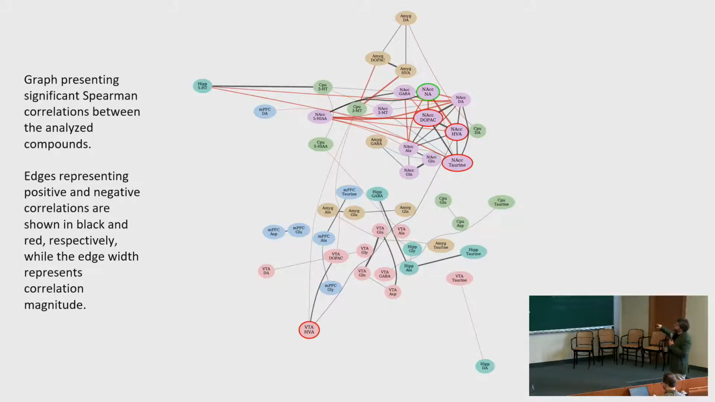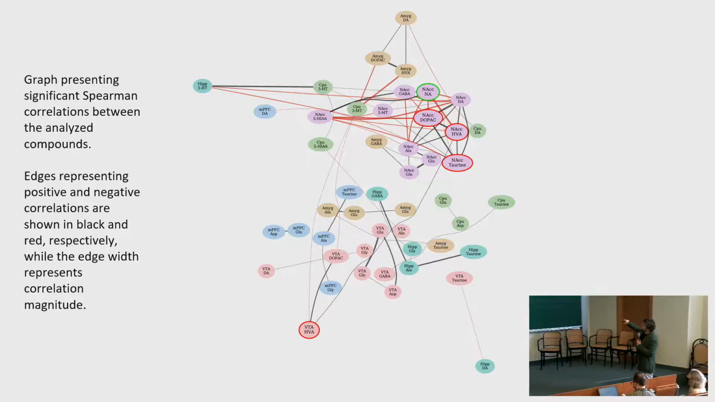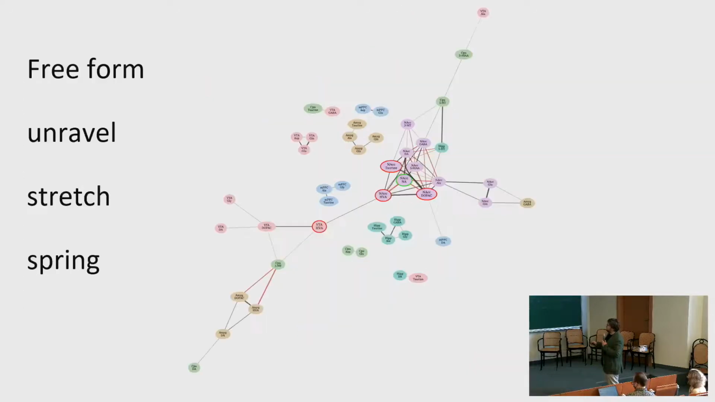So the colors are the structures. So we have nucleus accumbens, amygdala, hippocampus, medial prefrontal cortex. The black lines are a positive correlation, and the red lines are a negative correlation. And the width of the line is the magnitude of the correlation. And one more thing, the green rounds are a positive correlation with the ultrasounds, and the reds are a negative correlation with the ultrasounds.